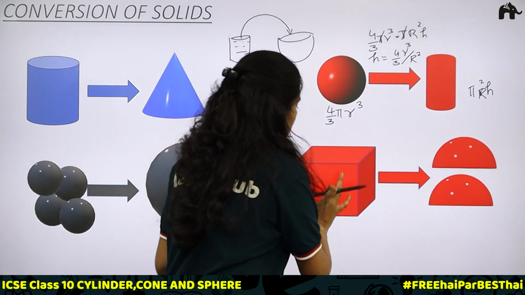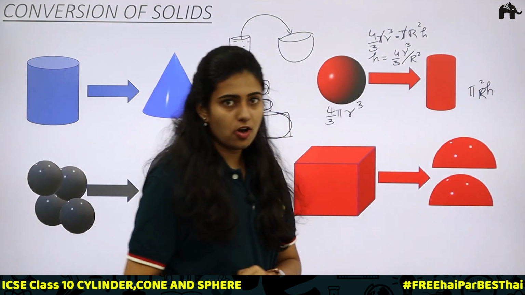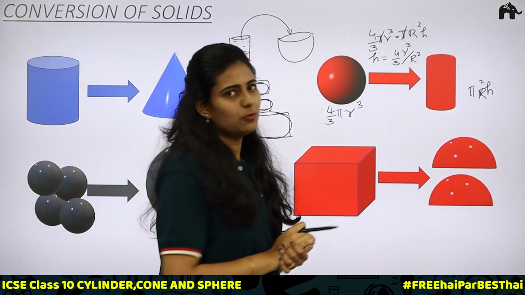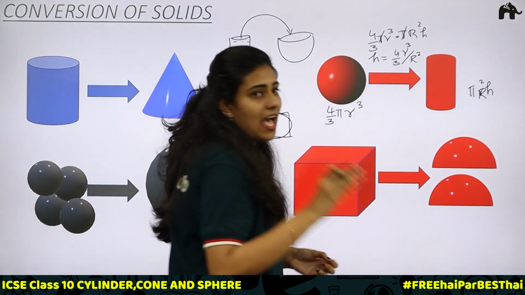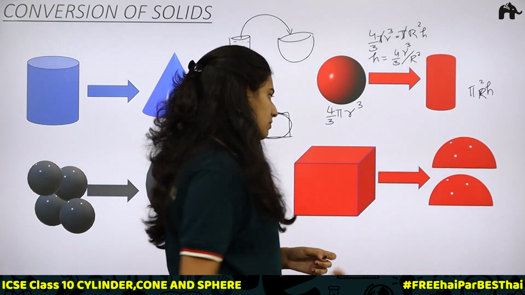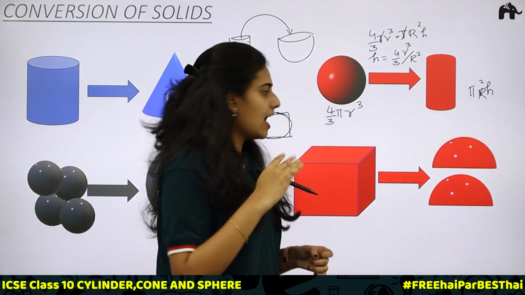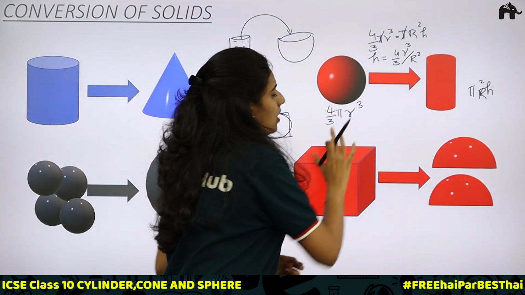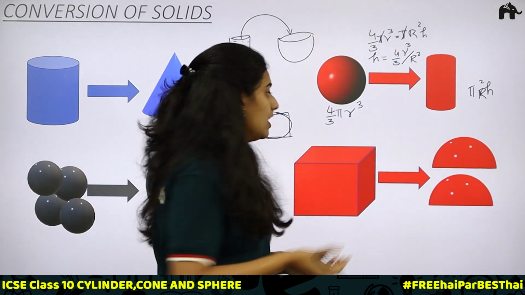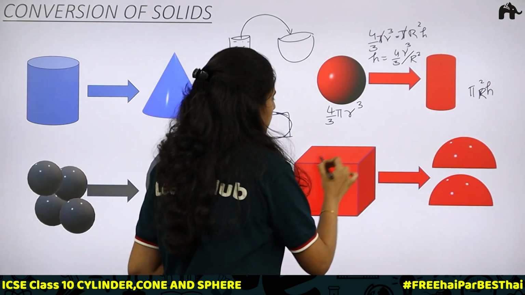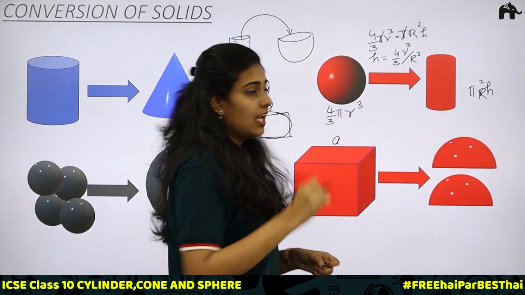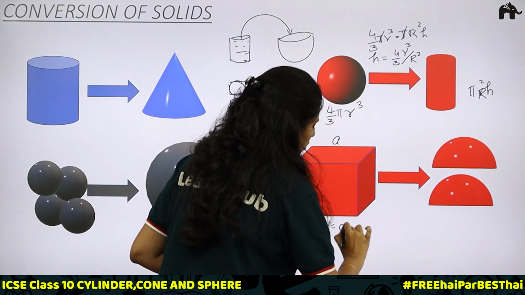Now, when it comes to a cube or a cuboid, you remember what the volumes of a cube and a cuboid are. A cube has length, breadth and height the same. When it comes to a cuboid, they are different. So, length into breadth into height is the volume of a cuboid. A cube is a cuboid whose all sides are equal. Therefore, if you take one side as a, a cube will be the volume.